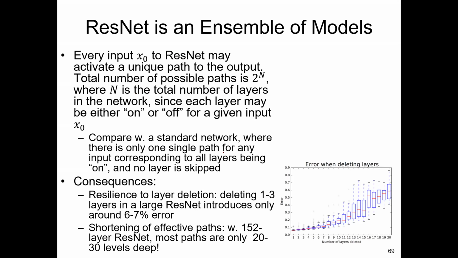The consequence is that it's resilient to layer deletion. After you train a ResNet, if you delete a few layers, it doesn't really matter. It's very adaptive. And also there is shortening of effective paths. For a 152-layer ResNet, most paths are only 20 to 30 levels deep because the majority of the layers are skipped. So does the skip connection create an exploding gradient problem? No, it doesn't.